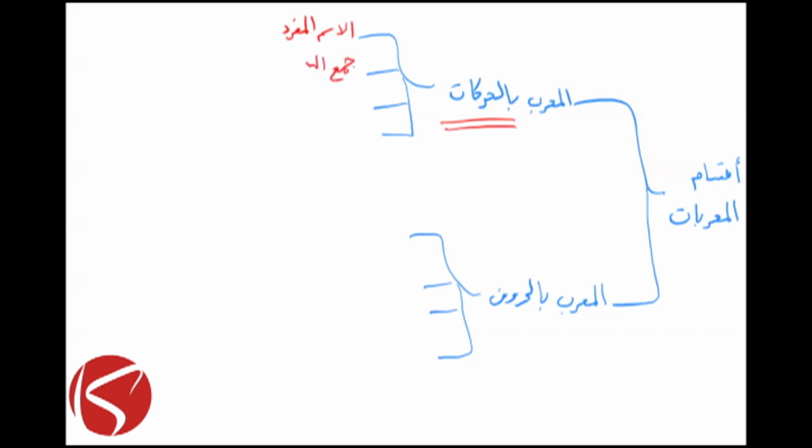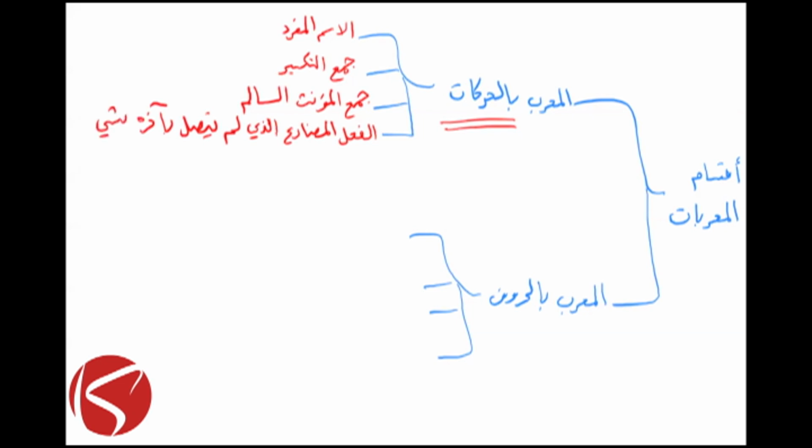جمع تكسير, جمع المؤنث السالم, and الفعل المضارع الذي لم يتصل بآخره شيء. And these ones, you can also categorize the 8 that we do I'rab of into these categories as well.